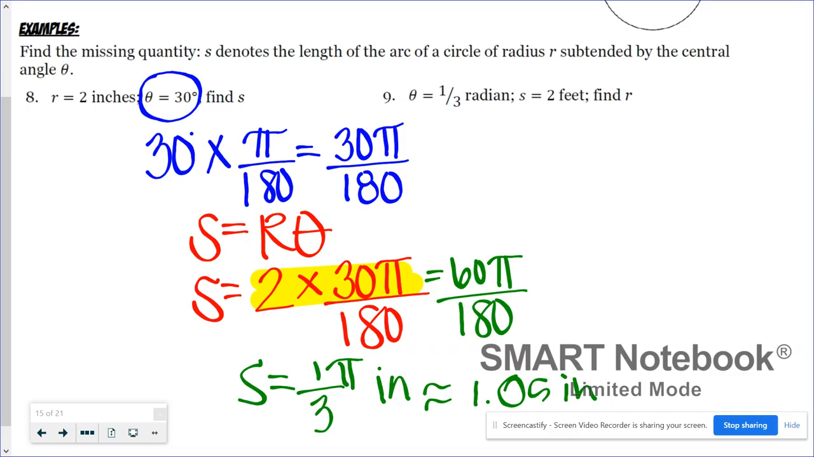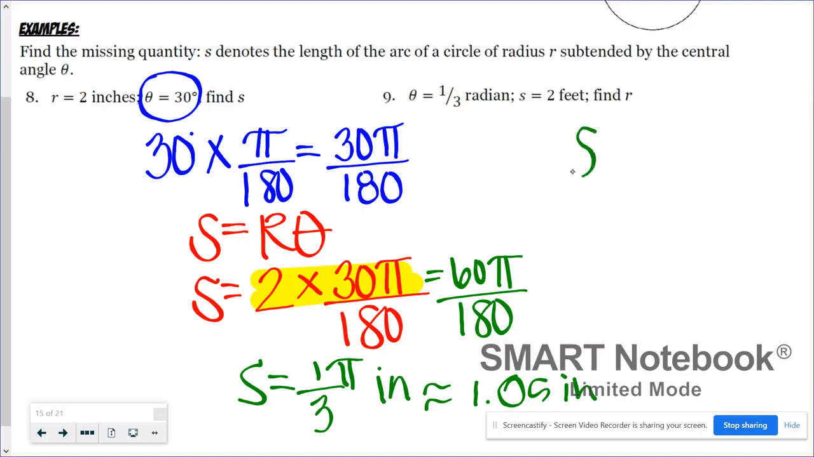Just pretend like they already multiplied by pi. Okay, and they got a nice answer of 1/3. How nice is that? So we don't have to do anything with theta here. We can use it as is. It is 1/3 radian. They want us to find R.